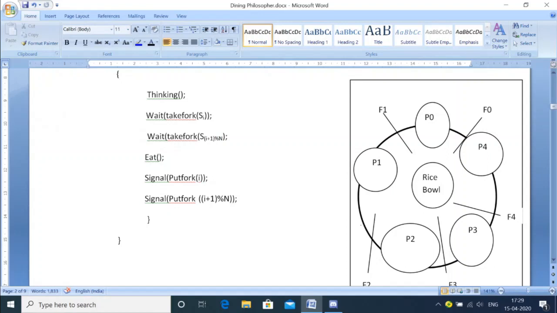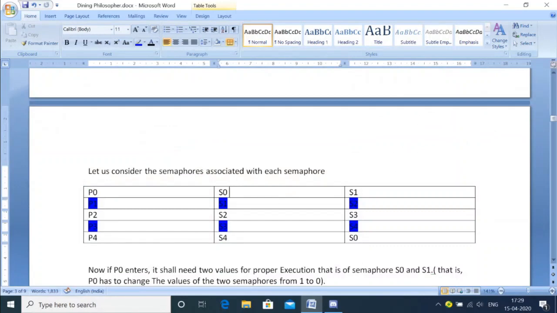So from that semaphore value, yes, Sir, tell me. Sir, P0 will need F0 as fork, right? P0. Yes. P0, to get the fork F0 for P0, the semaphore value here has to be changed from 1 to 0. The moment the semaphore value is 0, that means that fork F0 is given to P0.